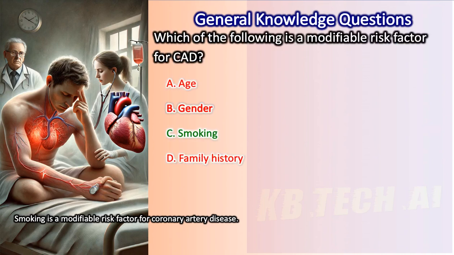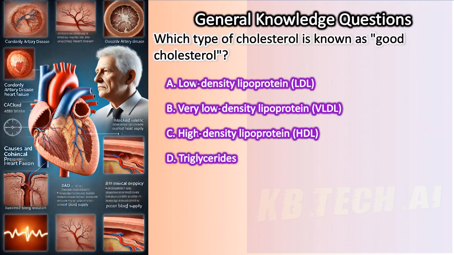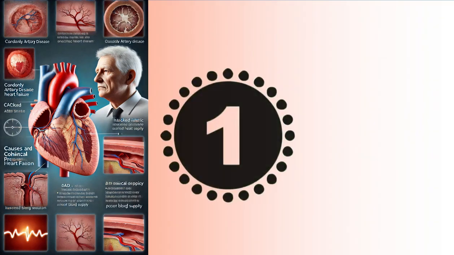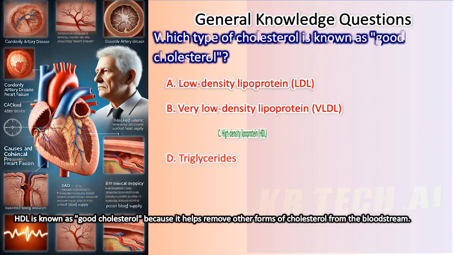Smoking. Which type of cholesterol is known as good cholesterol? Option 1. Low density lipoprotein, LDL. Option 2. Very low density lipoprotein, VLDL. Option 3. High density lipoprotein, HDL. Option 4. Triglycerides. The answer is option 3.